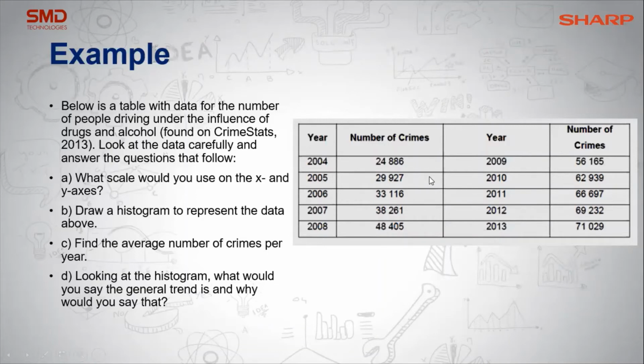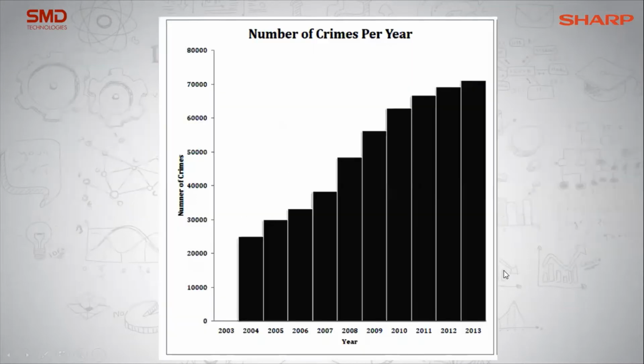So here, what we would do is use the X axis would be your year and your Y axis would be your number of crime, because your number of crime depends on the year that you are looking at. Okay. Draw a histogram to represent the data. So that's on my next slide.